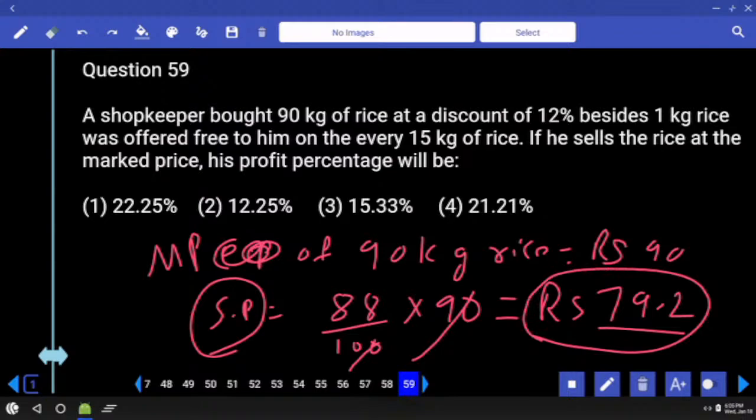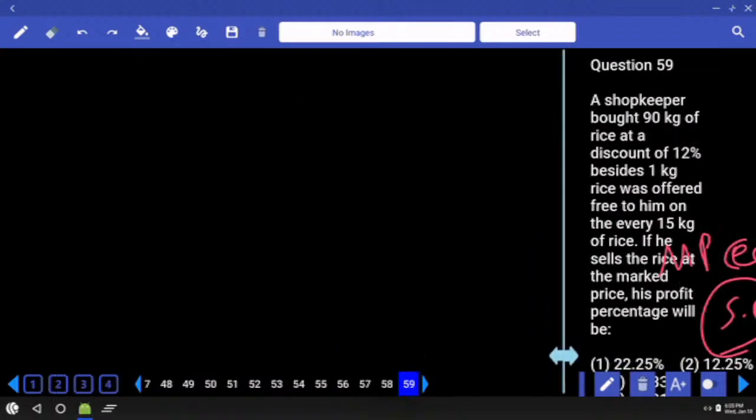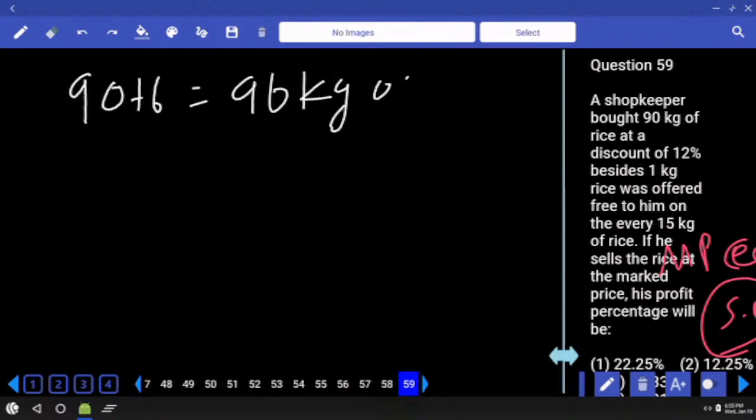Is this the only benefit he got? No, he got another benefit also. What he did is, for every 15 kilograms of rice, he got 1 kilo extra. Did you get the point? And he has purchased how many kilos here? 90 kilos. And how many 15s are there? 6. He got 6 kilos extra also. Therefore, totally 90 plus 6, which is equals to what? 96 kilograms of rice. Yes or no?